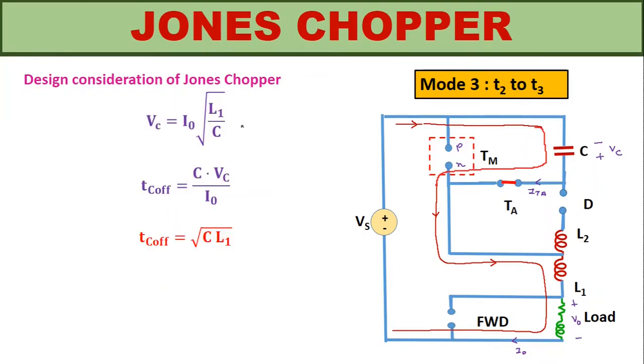Now we will put equation number 2 in equation number 1. So what we will get? C into this value divided by I naught. From here I naught gets cancelled out, and when we move this C into the bracket, we will get under root L1 into C square divided by C. So this C and this C get cancelled out and we will get L1 into C. So Tc off will be equal to under root C into L1. So these are the design parameters for the Jones-Chopper.